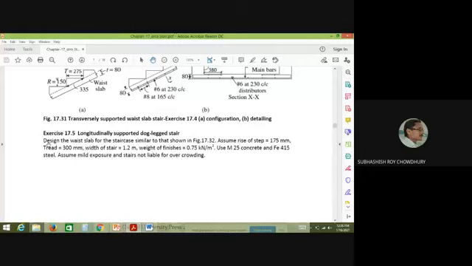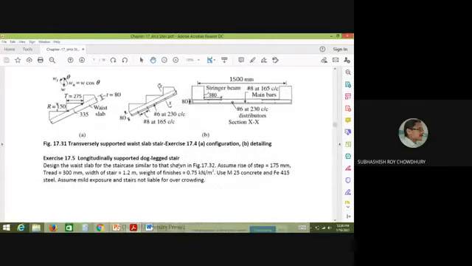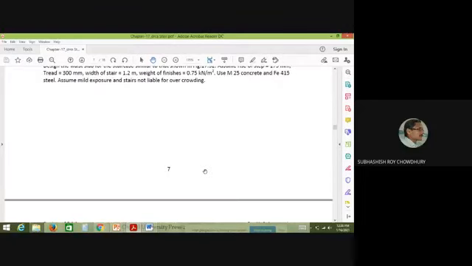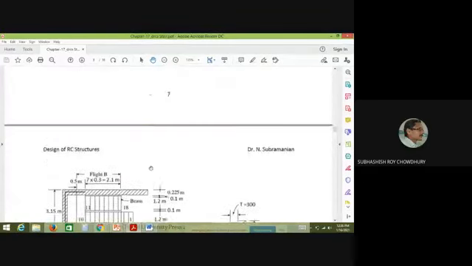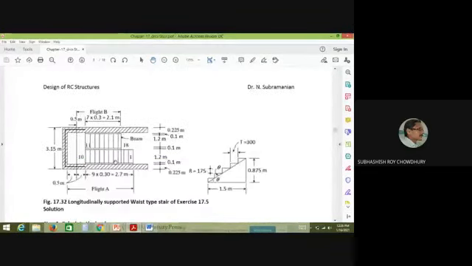Okay, designing of the waist slab for the staircase, similar to this one, actually 1732. 1732 is this one. Okay, so this is the longitudinally spanning stair. Okay, the diagram is this one. This is the longitudinal spanning stair. This is the flight, 2 flights, etc. Okay, the dimensions are there.